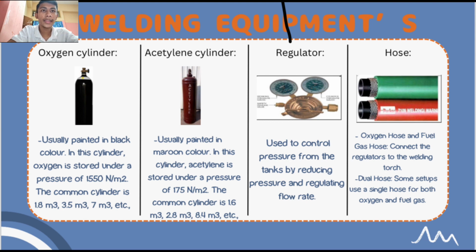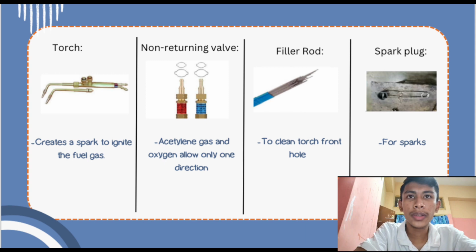Third, regulator, used to control pressure from the tanks by reducing pressure and regulating flow rate. Fourth, hose, oxygen hose and fuel gas hose, connecting the regulator to the welding torch. Dual hose, same setup, uses a single hose for both oxygen and fuel gas. Fourth, torch, creates a spark to ignite the fuel gas.